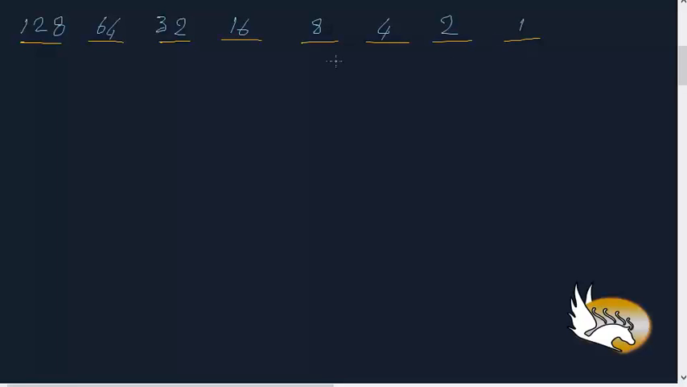If you do not remember this, you can just start by using different powers of 2 from right to left. For example, this is 2 to the power 0. This is 2 to the power 1. This is 2 to the power 2. 2 to the 3, 2 to the 4, 2 to the 5.